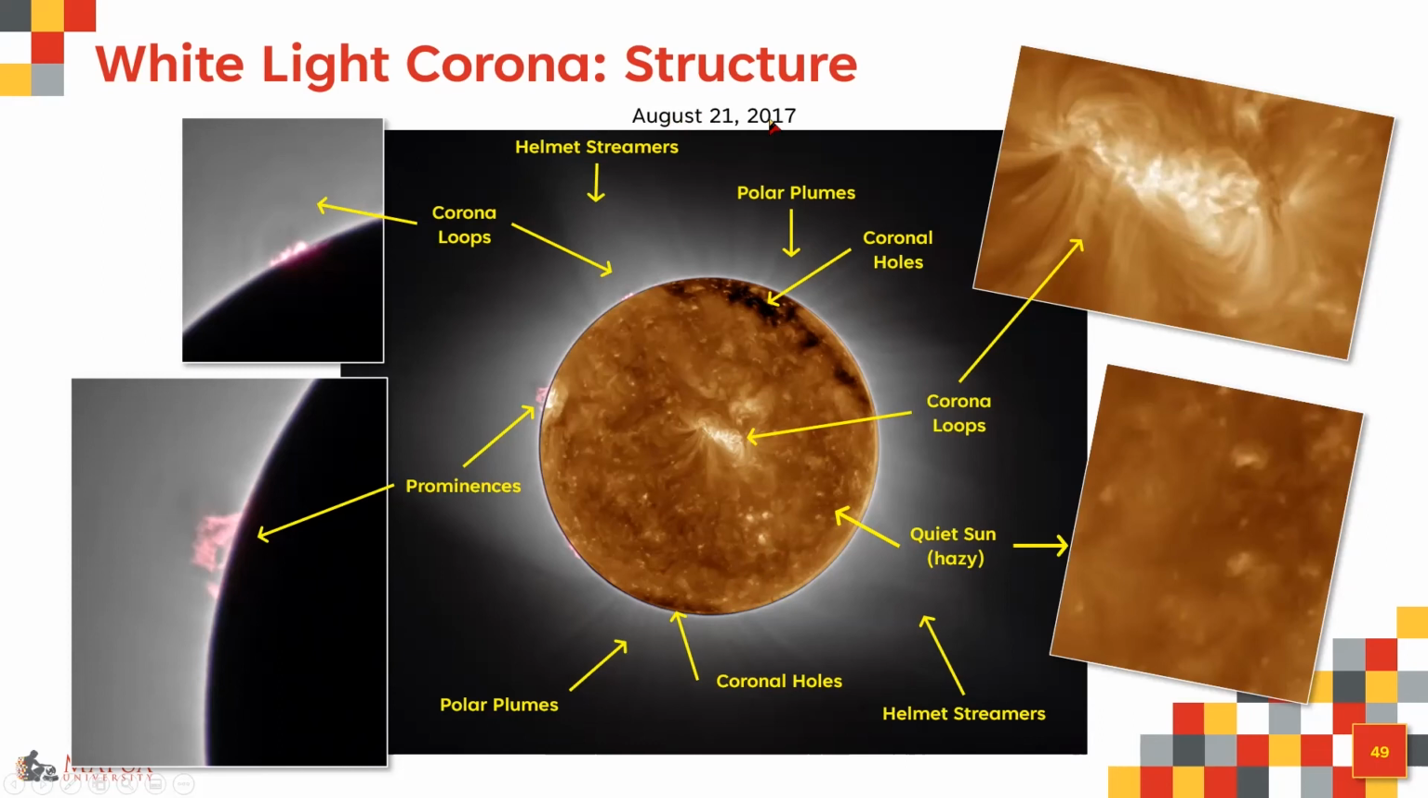Okay, again, this is for August 21, 2017. These prominences are just an extra. This is actually not part of the solar corona, but part of the chromosphere. But when it is ejected, it becomes part of the solar corona.